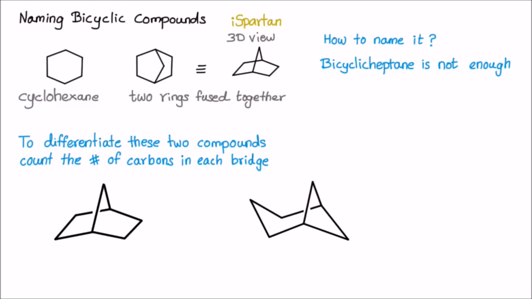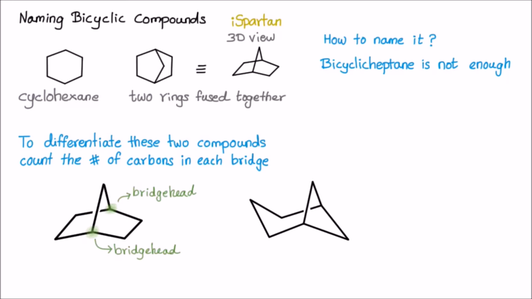Now how to number it? How to differentiate these 2 compounds? Let's look at the steps here. Step number 1: identify the bridge heads. These are the 2 carbon atoms where the bridges start. So we call them bridge heads.